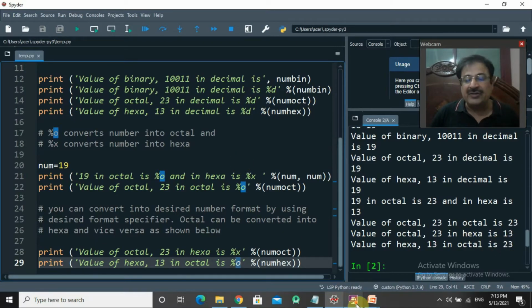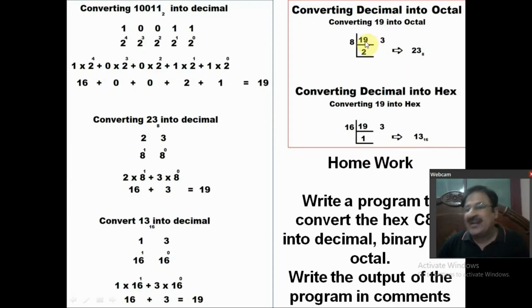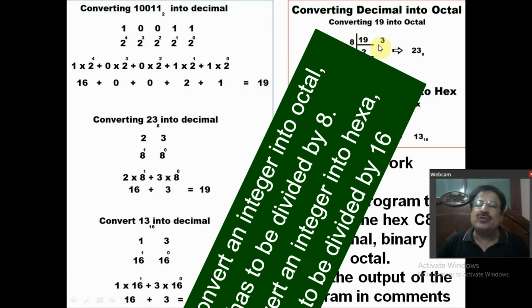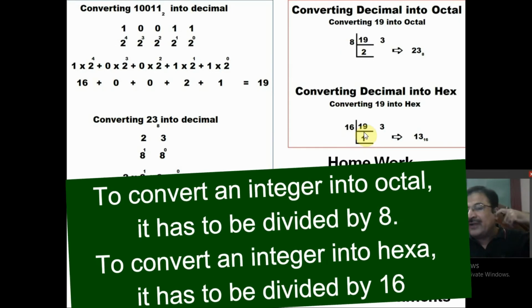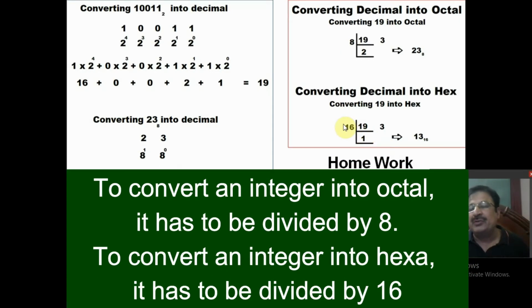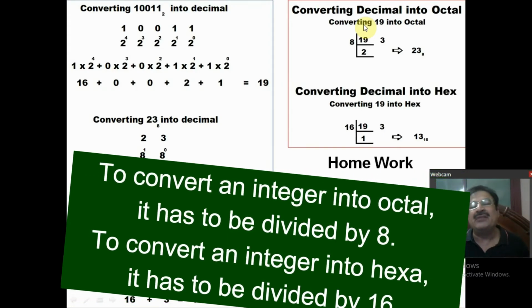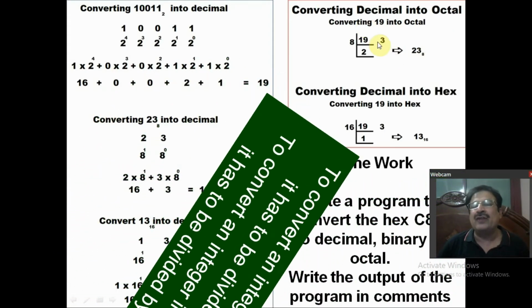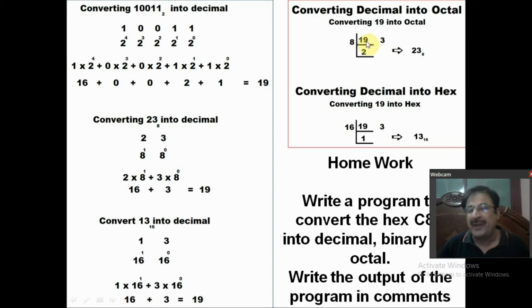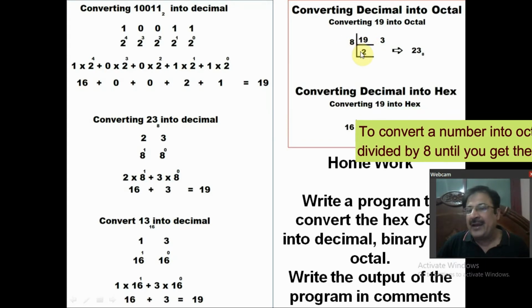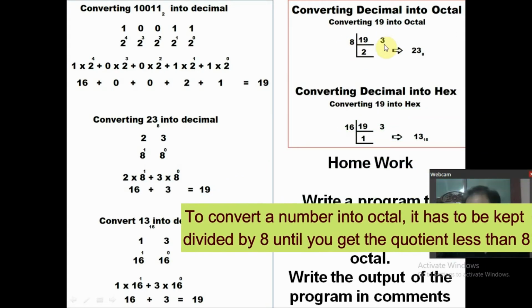See, let's try to understand this one. This is 19 which is in decimal integer format. To convert into octal, it has to be divided by 8. To convert any number into hexa, it has to be divided by 16, right? It has to be kept on dividing until the number becomes lesser than that. For example, when you are converting a number into octal, it has to be divided by 8. So 19 when divided by 8, 8 twos are 16. The remainder you will get here.